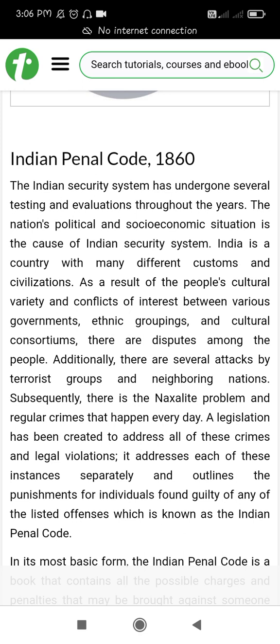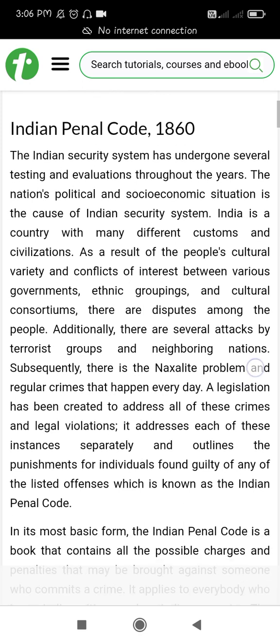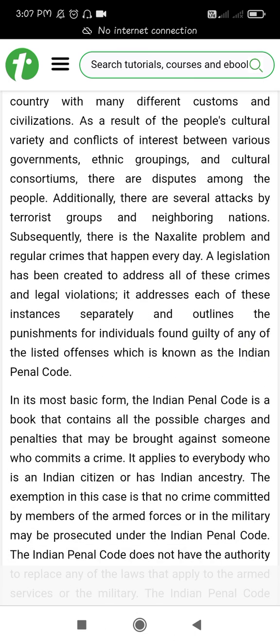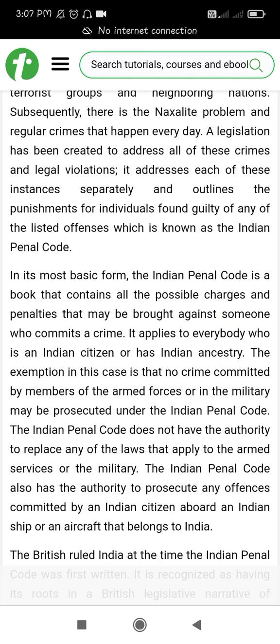A legislation has been created to address all of these crimes and legal violations. It addresses each of these instances separately and outlines the punishment of individuals found guilty of any of the listed offenses, which is known as the Indian Penal Code. In its most basic form, the Indian Penal Code is a book that contains all the possible charges and penalties that may be brought against someone who commits a crime.